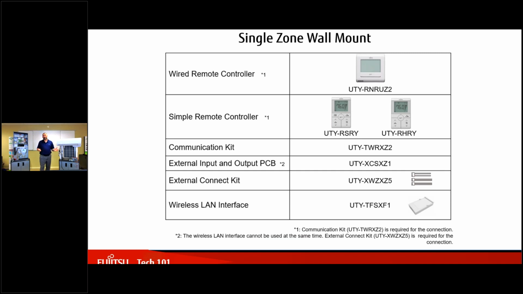One of the reasons you might want to hook up to a wired remote controller is most of these wired remote controllers have a thermistor built into them. So if we have a unit installed, let's say high up on a ceiling, and our congregating area is going to be 12, 14 feet below that, we can actually set the unit to read temperature from that remote controller as opposed to the thermistor that's 14, 16 feet up in the air, making it a more comfortable living environment.